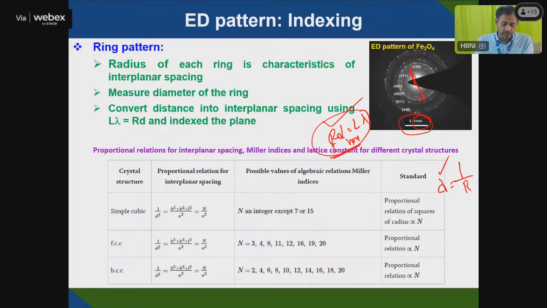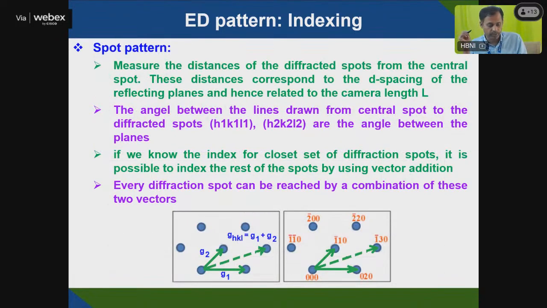You can apply all these relations. For simple cubic, 1 by d square equals n by a square. So by using FCC, BCC relations, you can also calculate the lattice parameter from this equation.